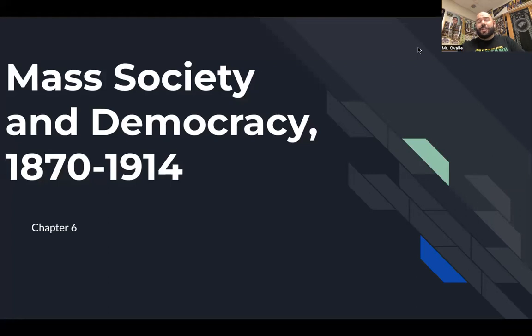So the last lecture was from chapter 5, lesson 1. This is from chapter 6. So you don't need to make another title page, but you should put this title, Mass Society and Democracy, in your upper margin of your paper in your notebook. Chapter 6, Mass Society and Democracy, 1870-1914. So if you know anything about that, in other words, we're heading towards World War I. Slowly, but we're getting there.